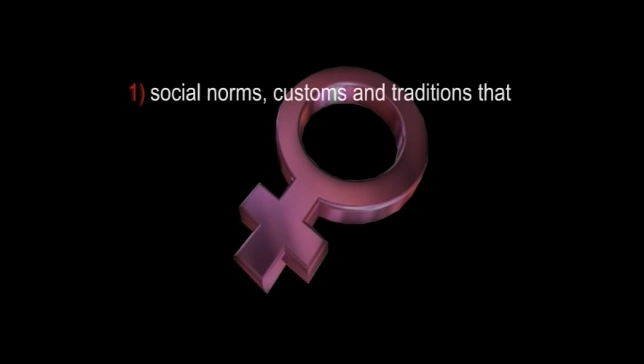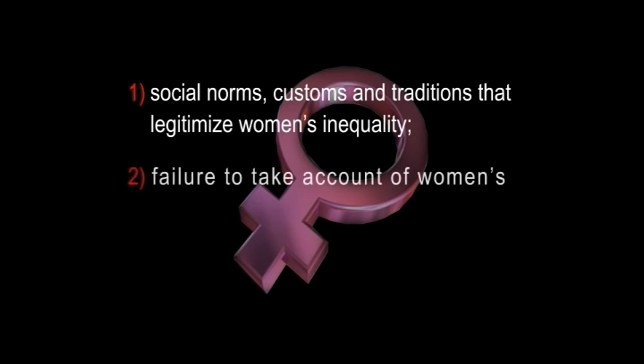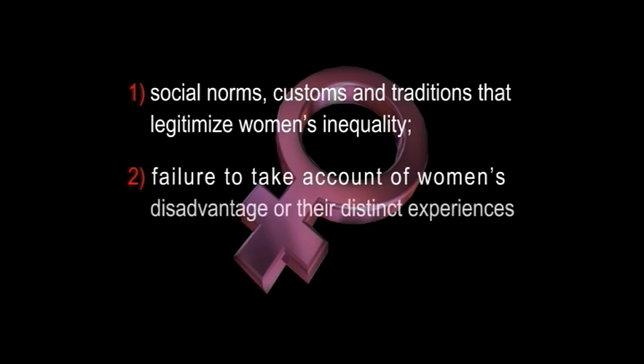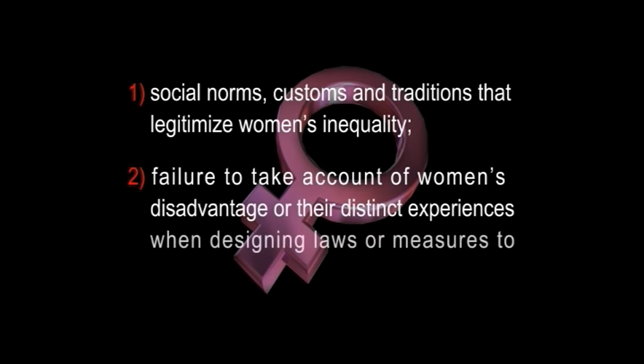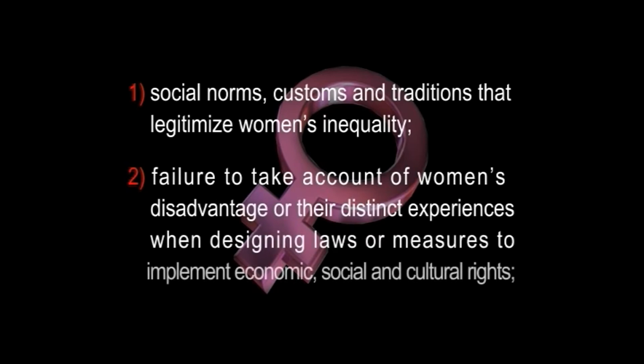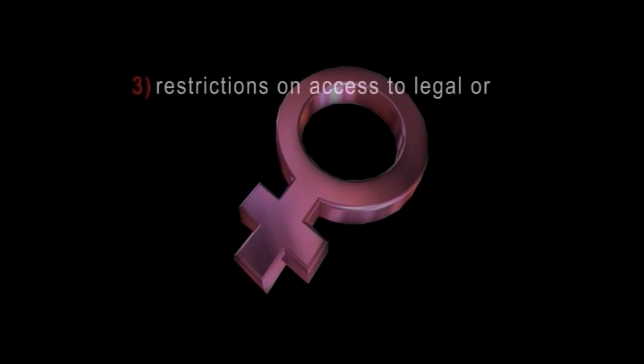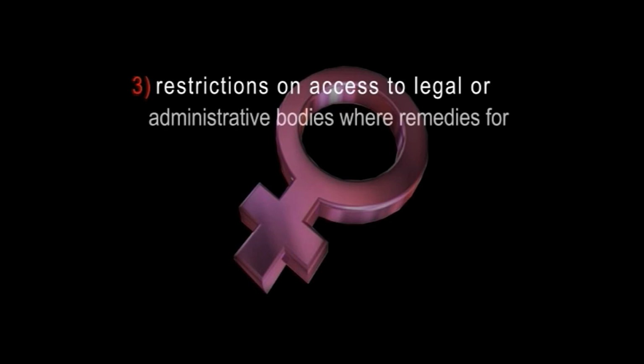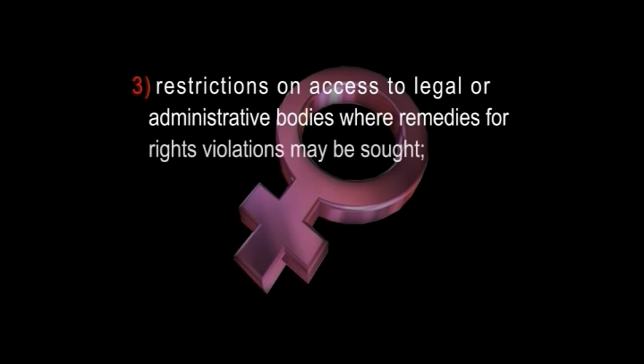Now let us have more discussions on the causes for violation. The impediments or the causes for violation of women's equal exercise and enjoyment of economic, social and cultural rights include, first of all, social norms, customs and traditions that legitimize women's inequality. Secondly, failure to take account of women's disadvantage or their distinct experiences when designing laws or measures to implement economic, social and cultural rights. Thirdly, restrictions on access to legal or administrative bodies where remedies for rights violations may be sought.